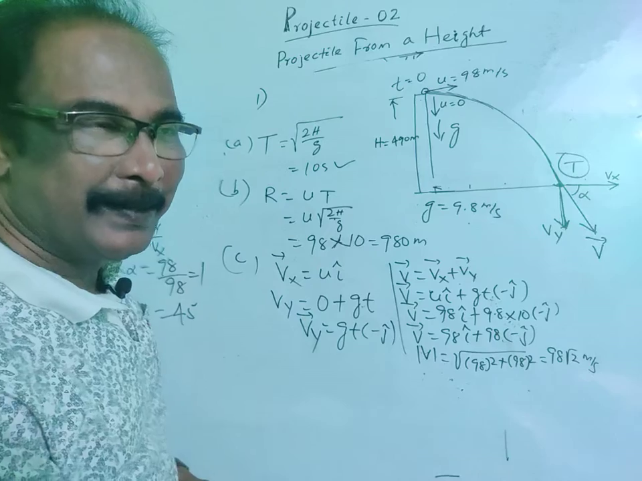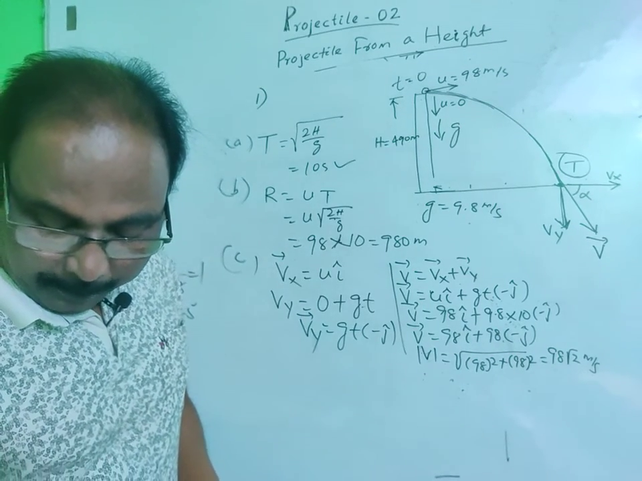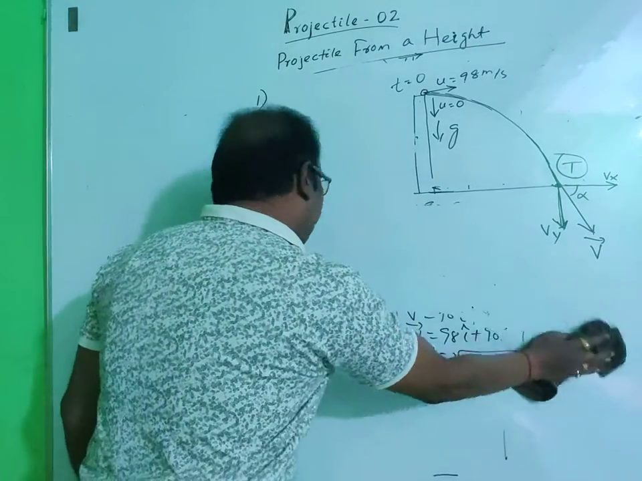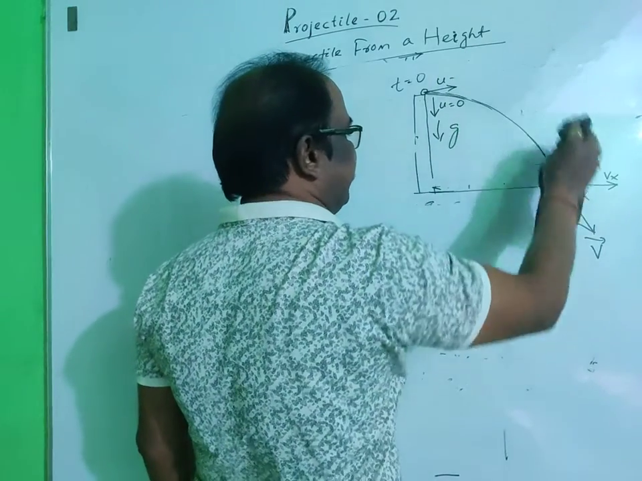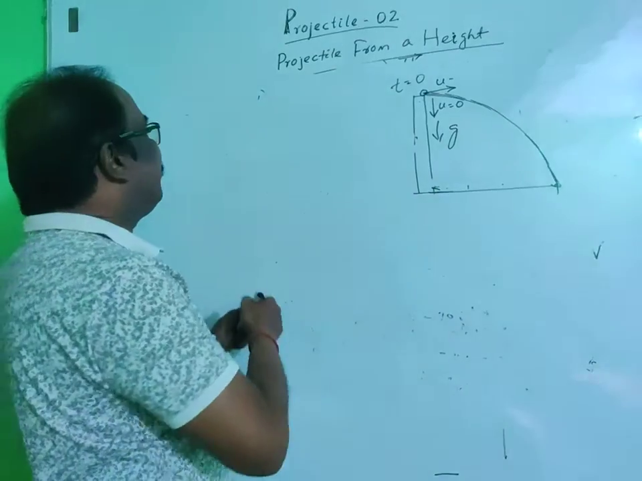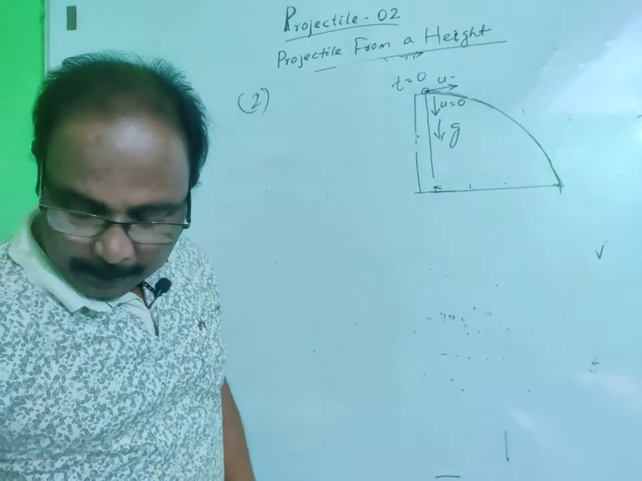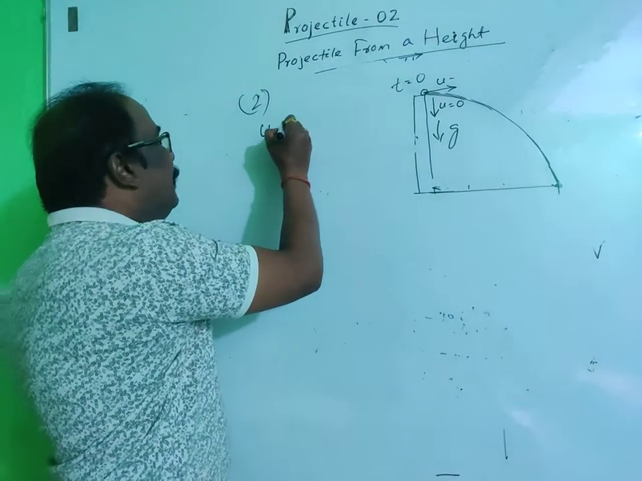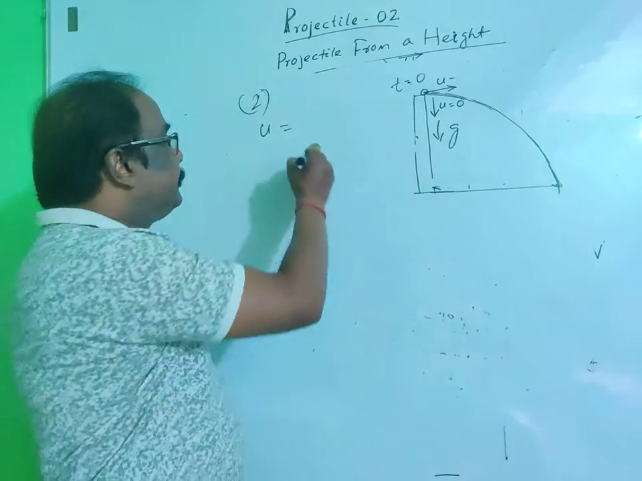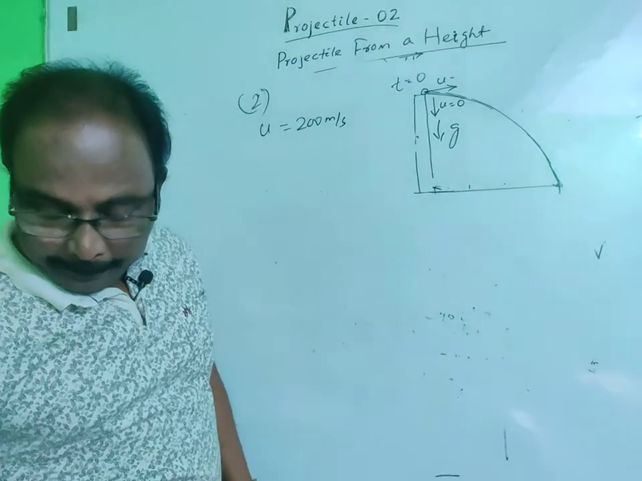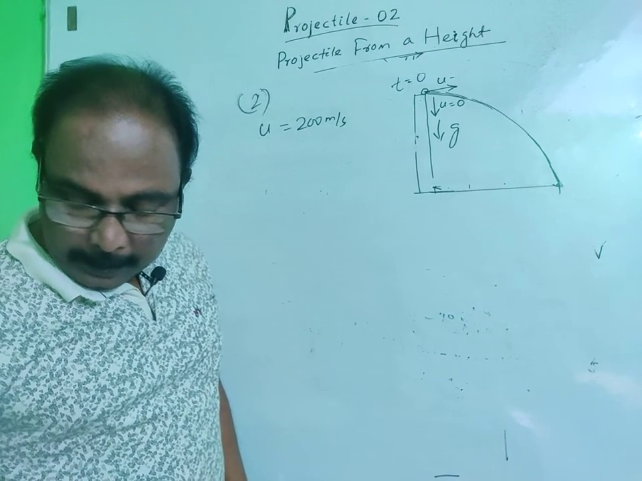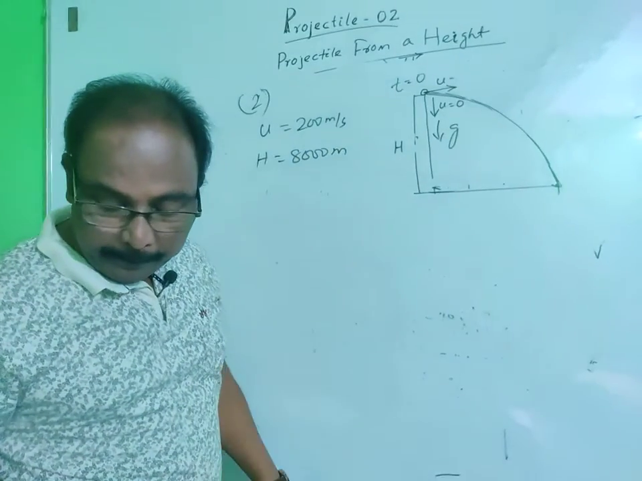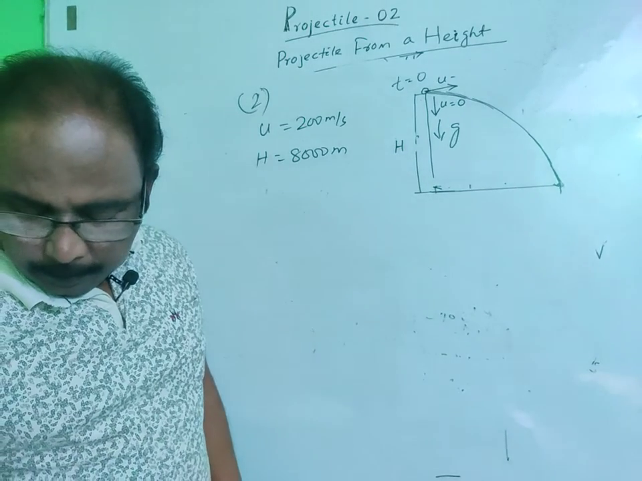Then we will have some good questions, good numericals also. Question number 2. A bomb is released. This is also a common question. A bomb is released from a helicopter. The same diagram will help us. A bomb is released from an aeroplane flying horizontally with a speed of 200 meter per second, 8,000 meter above the ground, meaning the height at which the aeroplane flies is 8,000 meters. Find the horizontal distance of the bomb when it strikes the ground.